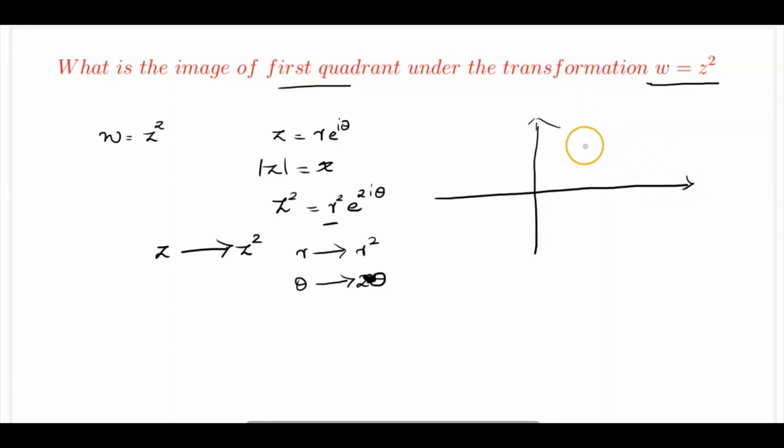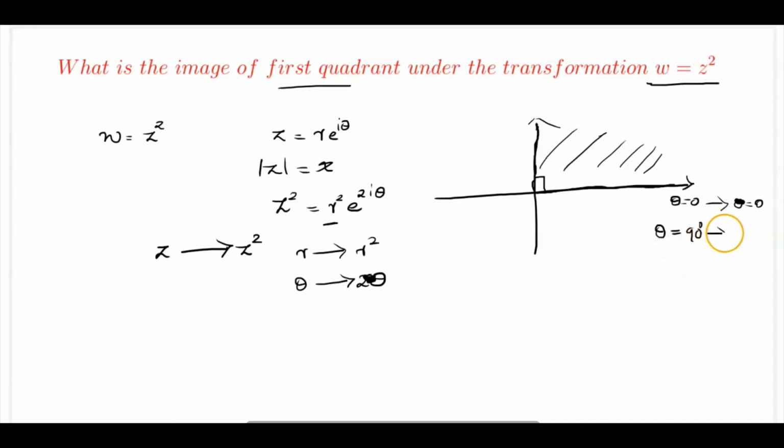So this is our first quadrant. Let's look at the boundary. This is angle 0, theta equal to 0. This maps to 2 theta, that is theta equal to 0. And this is our next boundary, part of the y-axis. What is this angle? This angle is theta equal to 90 degree or pi by 2.